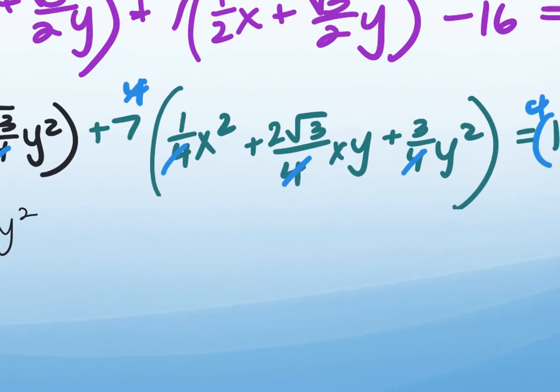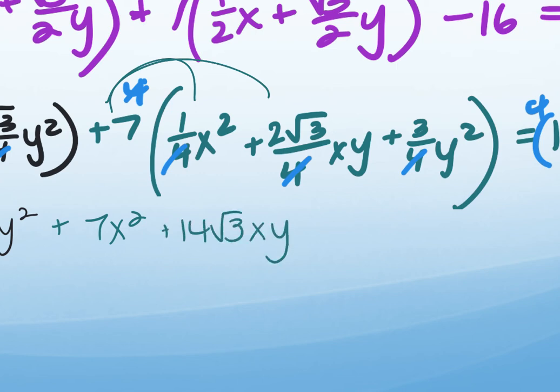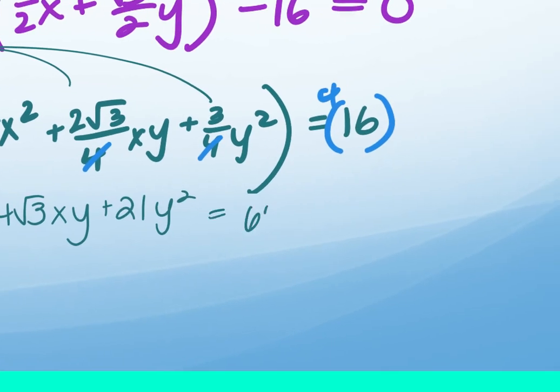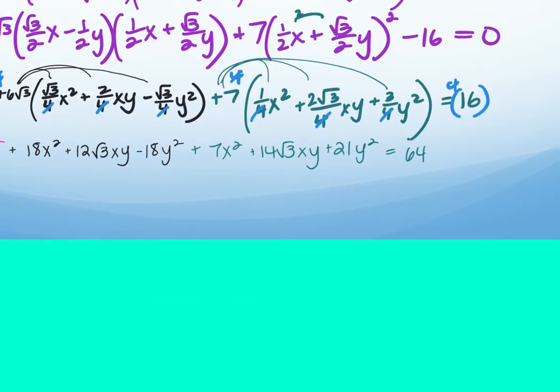Then I go to the last one and I distribute the 7. 7 times 1x squared is 7x squared. 7 times 2 root 3 is 14 root 3 xy. 7 times 3 is 21y squared. Equals 64, because that's 16 times 4.